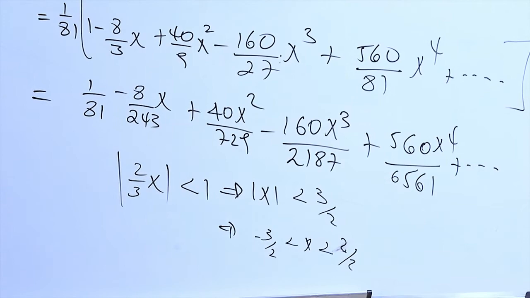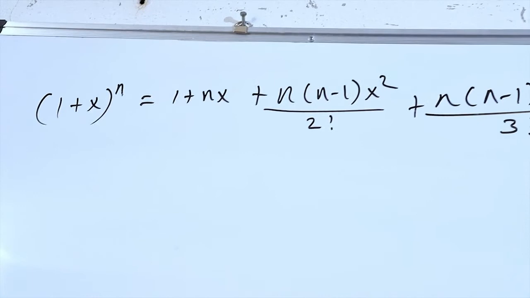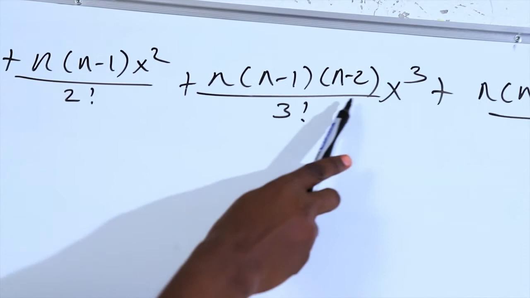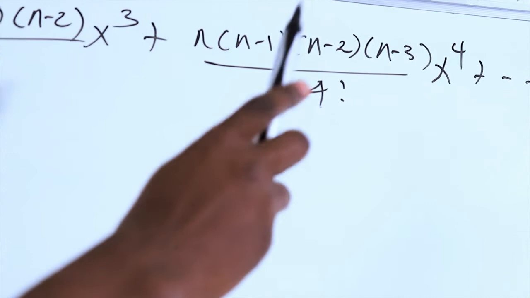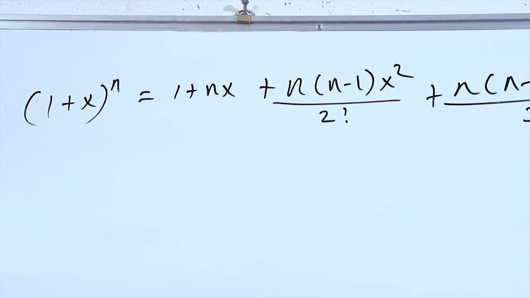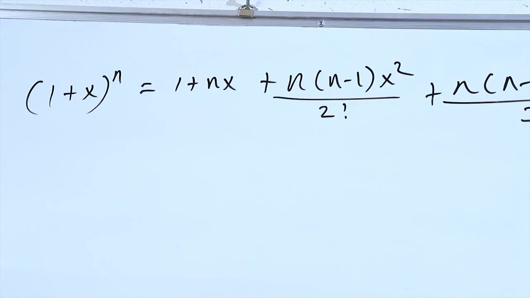In general, for the binomial series, 1 plus x to the power of n is exactly equal to 1 plus nx plus n times n minus 1 times x squared over 2 factorial, and plus n times n minus 1 times n minus 2 times x cubed over 3 factorial, plus n times n minus 1 times n minus 2 times n minus 3 times x raised 4 over 4 factorial, plus and so on. A very important expression we learned from the binomial formula.